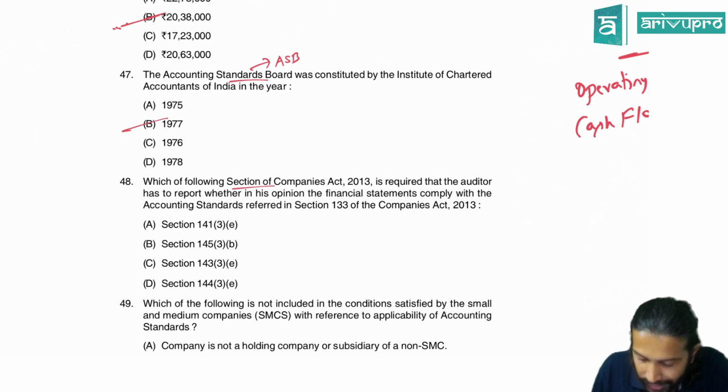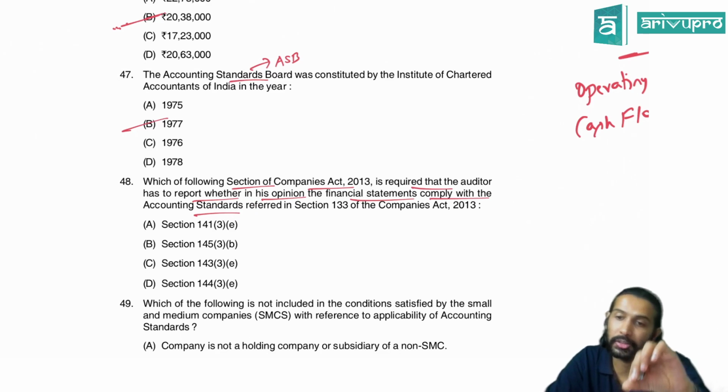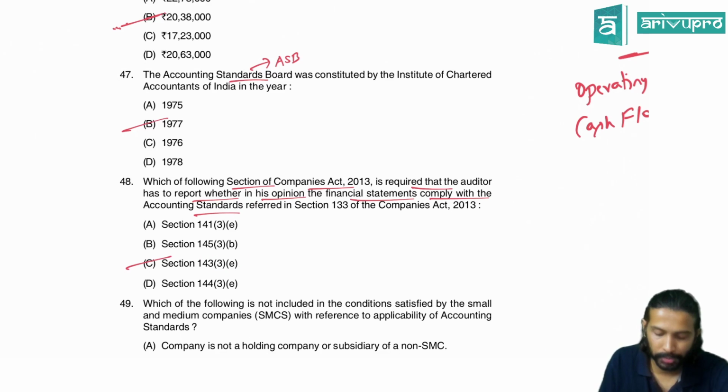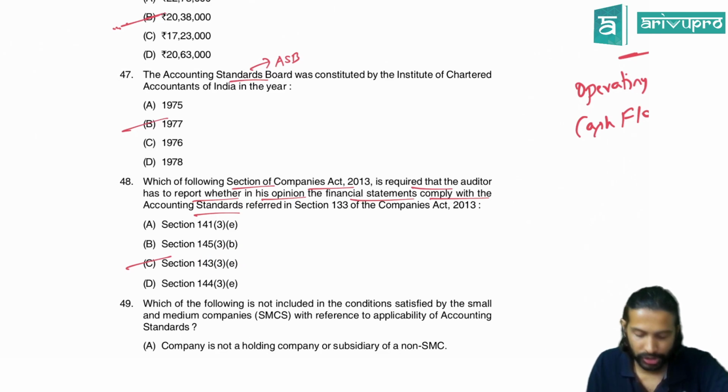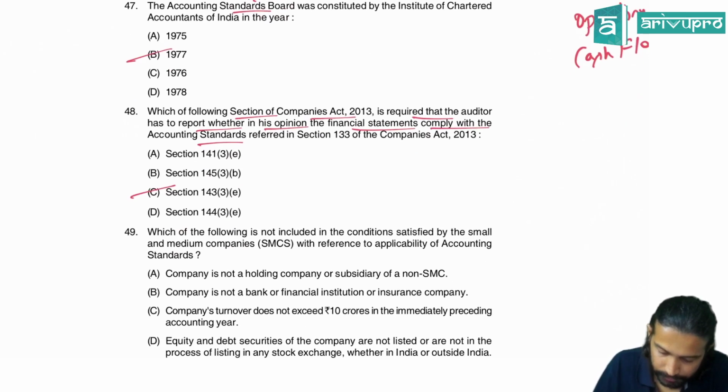Which of the following sections of the Companies Act 2013 requires that the auditor has to report whether in his opinion financial statements comply with accounting standards? The auditor has to tell whether accounting standards have been complied with by that company. That is section 143 subsection 3 clause E. So this is the answer: 143 subsection 3 clause E.